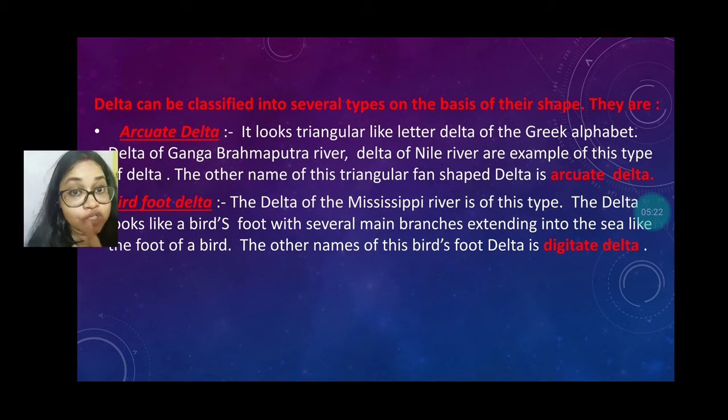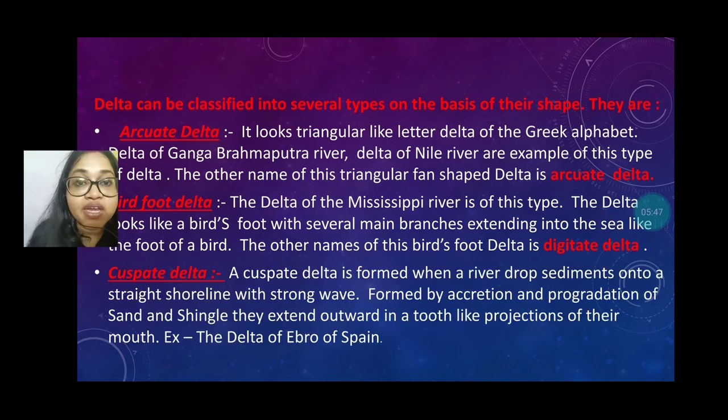Next one, most important, bird foot delta. The delta of the Mississippi river is this bird foot delta. The delta looks like a bird's foot with several main branches extending into the sea like the foot of a bird. The other name of this bird foot delta is digitate delta.